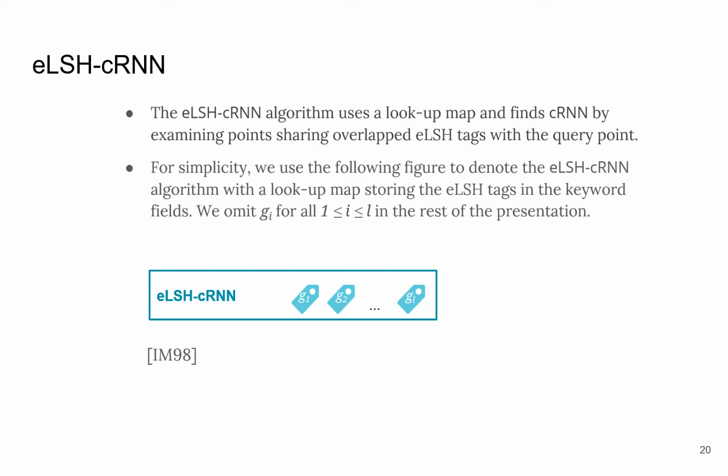So how to solve the CRNN problem? We use an algorithm called ELSH CRNN, which is built on locality-sensitive hashing in extension form, or ELSH as we call it in our work. Essentially, ELSH is a vector of random hash functions. The closer the data, the higher probability they will share the same hashes or ELSH tags. So the ELSH CRNN algorithm uses a lookup map that stores the ELSH tags of all the data points in the keyword field. It finds the CRNN by examining points sharing overlapped ELSH tags with a keyword point.